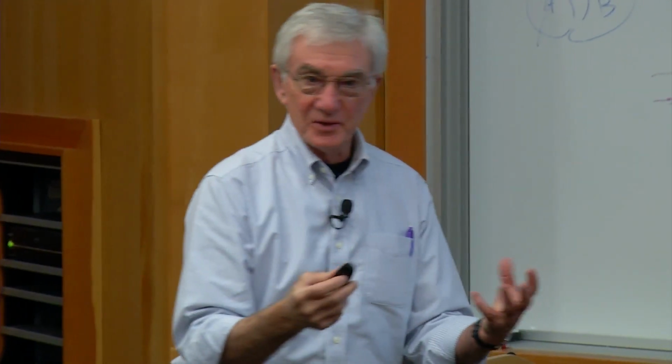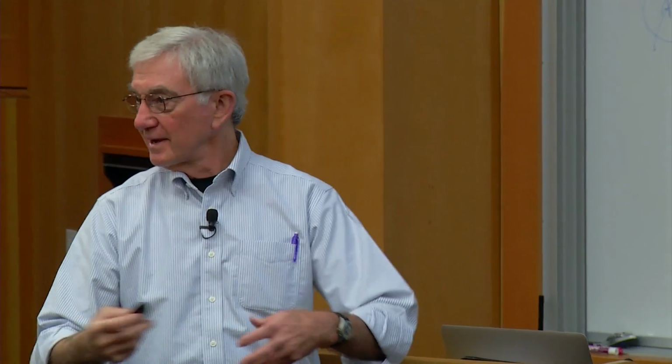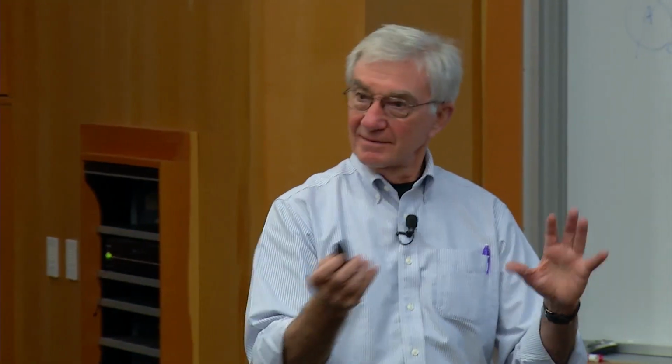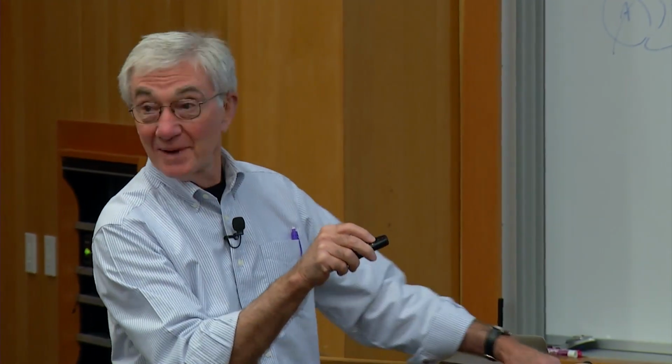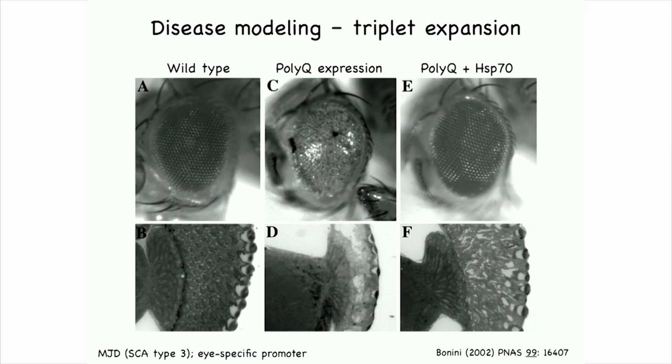And what happens with these proteins is they aggregate and they gum up the proteasome and they do bad things to cells, and they even do bad things to Drosophila eye cells. So this is a normal eye. This one's expressing the poly-Q protein.